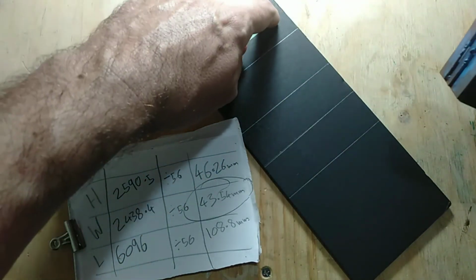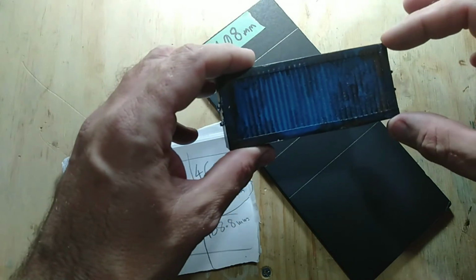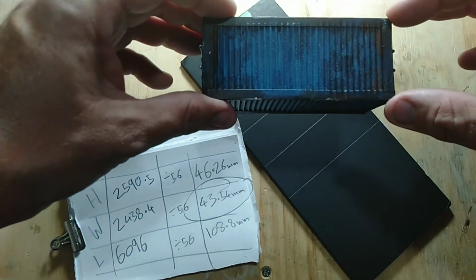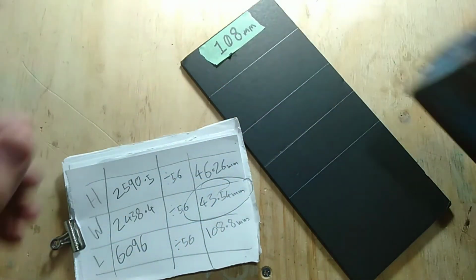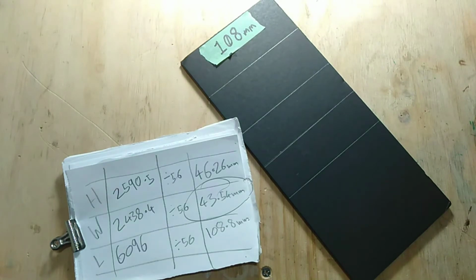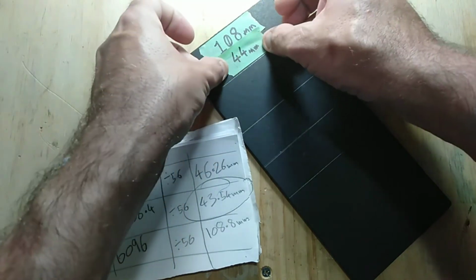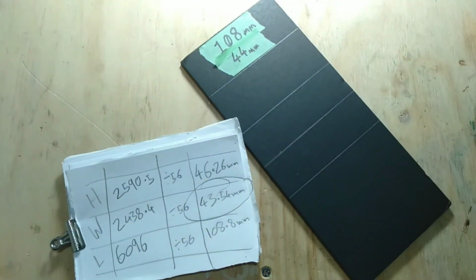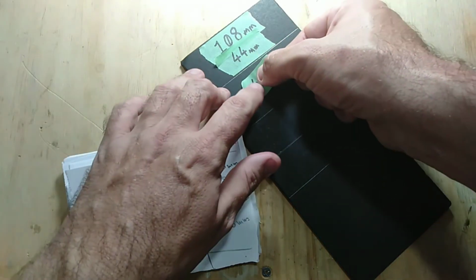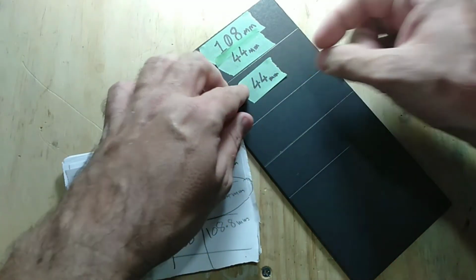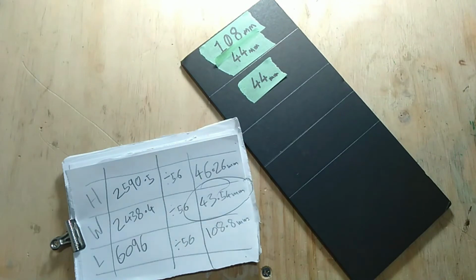Now this piece here is going to be the top of our shipping container. So it needs to be the width as well, which I've made up to 44 millimeters. So that is our top. We need a bottom to match that, and we're going to have another one here at 44 millimeters.